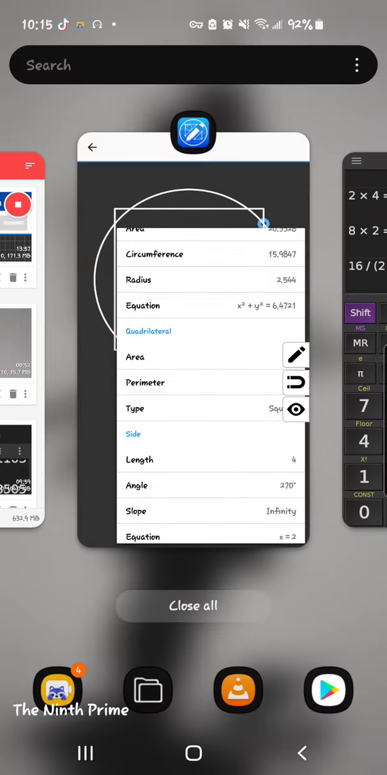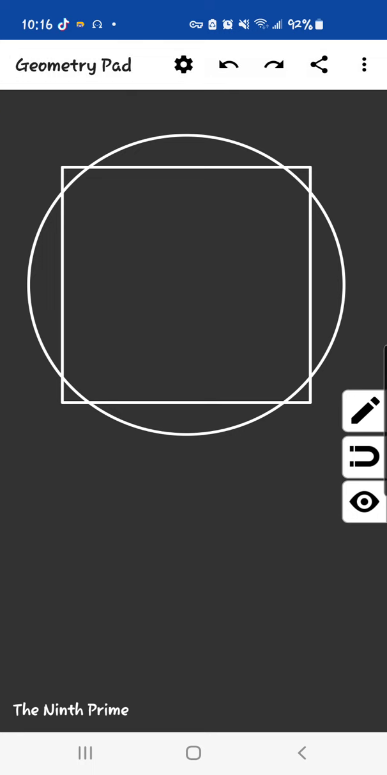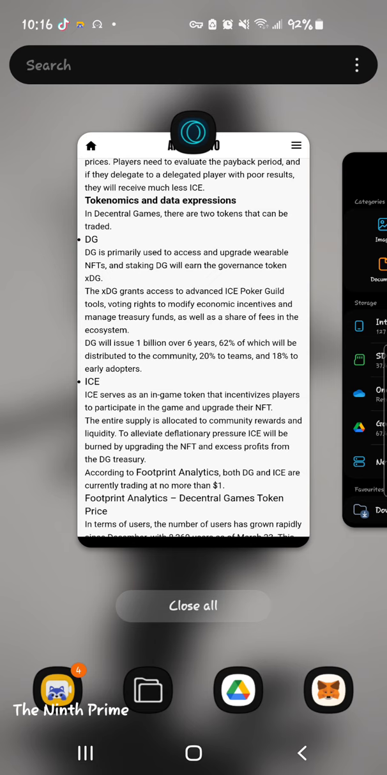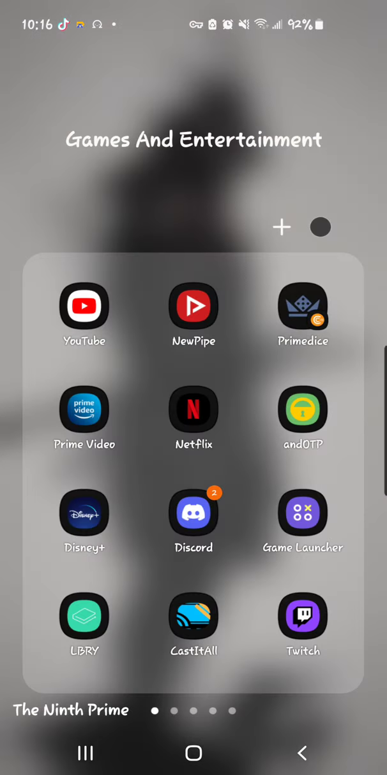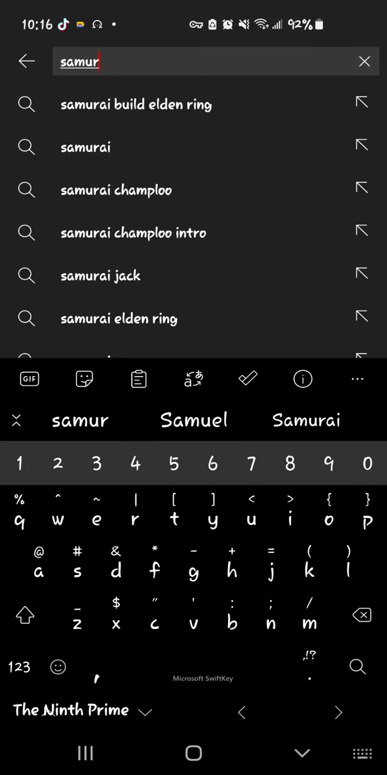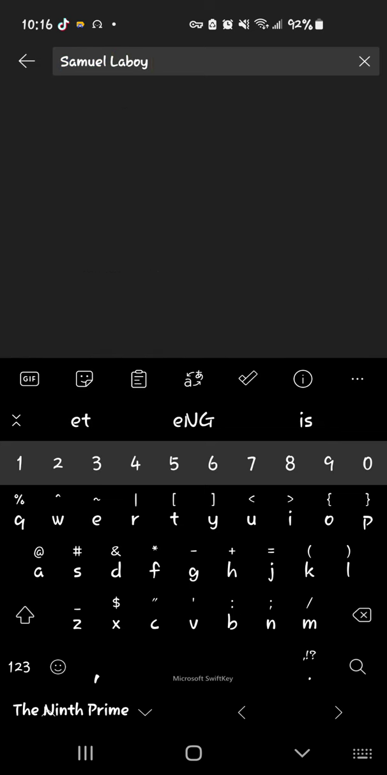based upon the perfect symbol, which is derived from the template of Samuel LeBoy. I suggest again that if ever you have a chance to do this, go on the YouTube channel of Samuel LeBoy. So it's Samuel LeBoy, not Samuel L. Jackson, Samuel LeBoy.